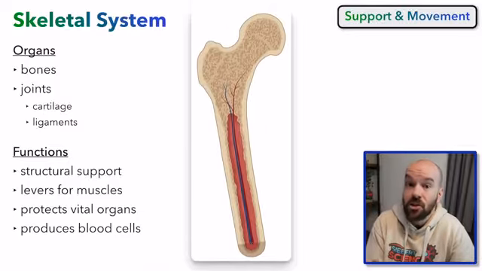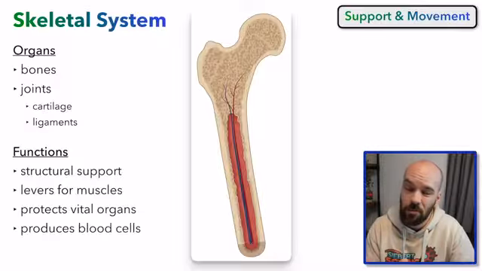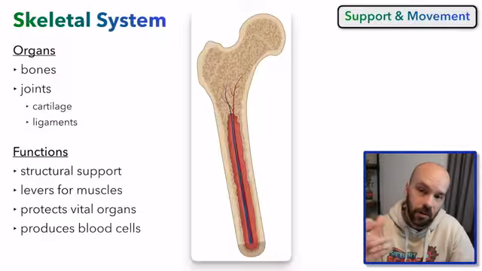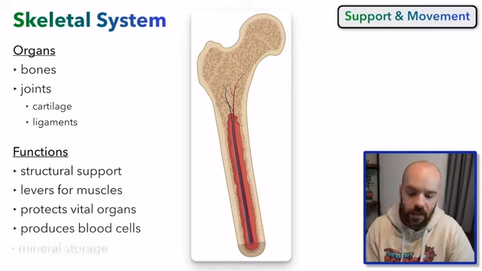So your blood cells are actually produced in your bones. We've got bone marrow. We're going to have red bone marrow all throughout here. We can see that bone marrow here as well. And so the main function of the red bone marrow is to produce blood cells. That's red blood cells and white blood cells. It's produced in our bone. Pretty cool. And then finally, mineral storage.